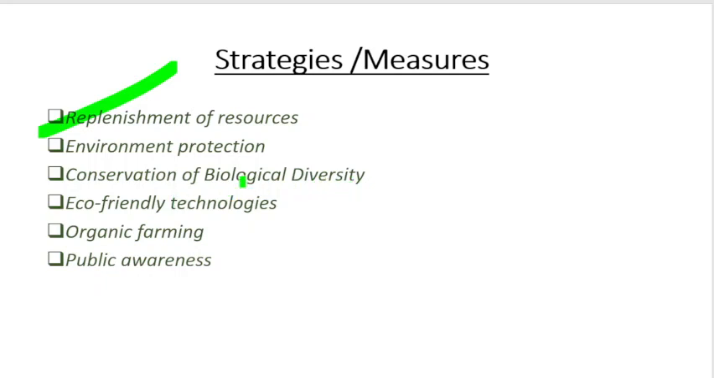Conservation of biodiversity, biological diversity. Here all the animals, plants, their living conditions, their natural habitat must be saved. Eco-friendly technologies, like nowadays you have seen solar panels, right? We are using electric vehicles. So these are some of the eco-friendly technologies. Why are they called eco-friendly? Because carbon dioxide is not emitted a lot, and that is the reason they are eco-friendly. Organic farming, where chemical fertilizers are not used, only natural manures and pesticides are used.